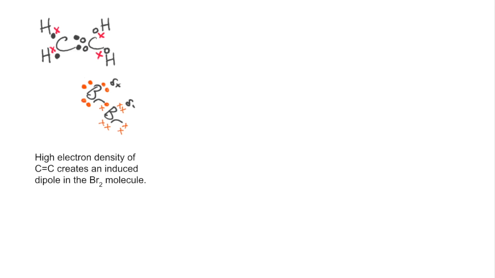So the first thing we need to point out is the high electron density of the carbon-carbon double bond. There's two pairs of electrons in there, which induces a dipole in the bromine molecule. The electron density in the bromine molecule ordinarily would be symmetrical because these have both got the same electronegativity, but the electron density from here repels the electron density down towards this bromine here. So this part of the molecule is slightly negative, and this part of the molecule is slightly positive.